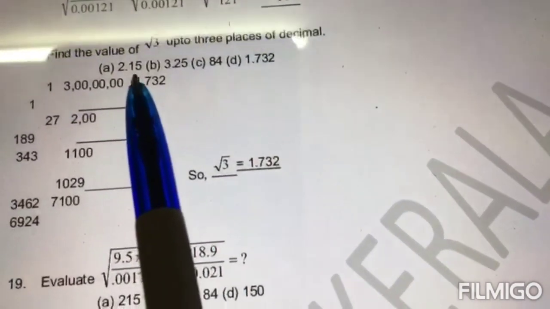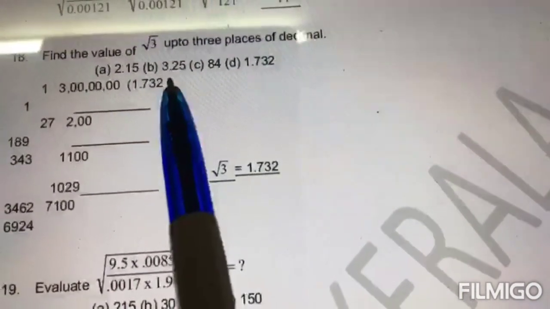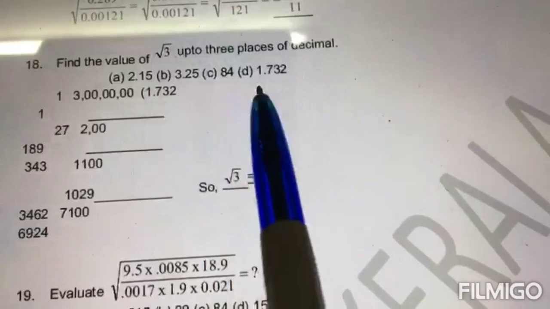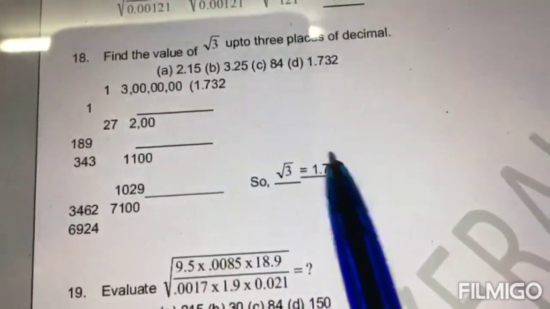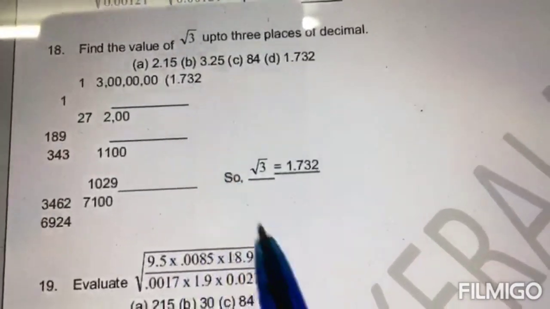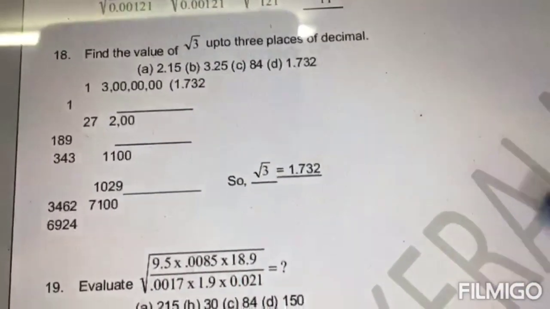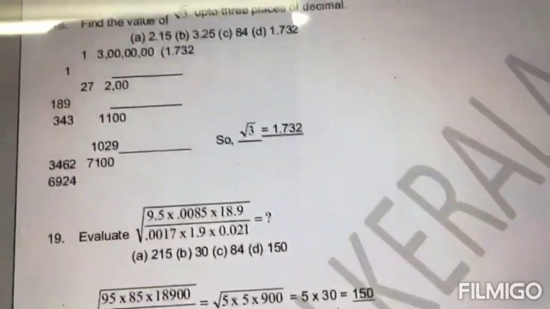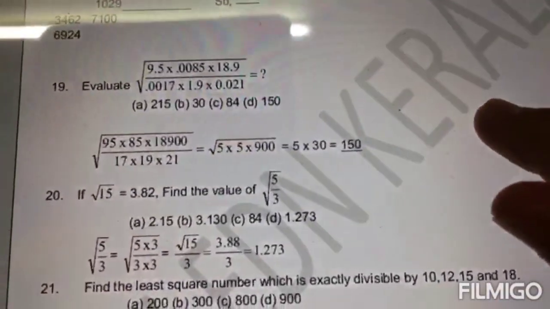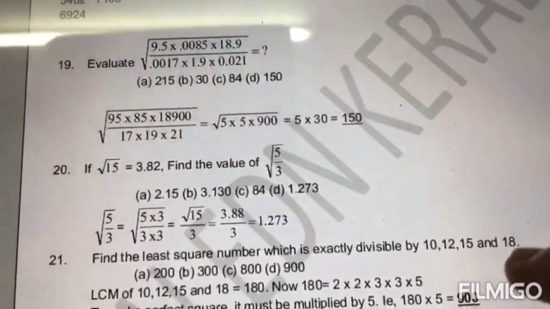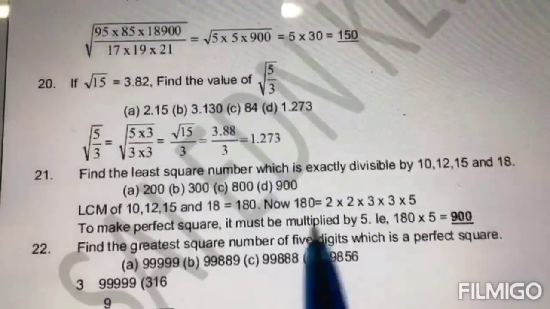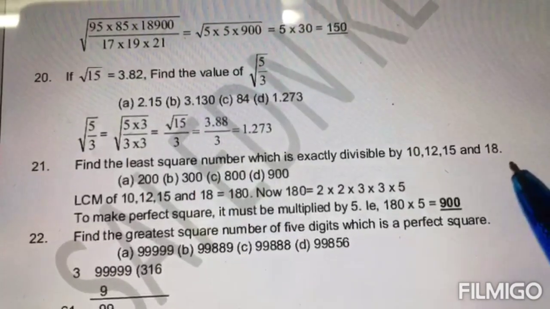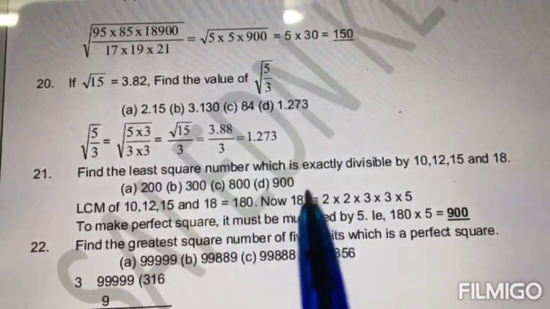It cannot be A because it's greater than 2. It cannot be B. It can definitely not be C. So, the correct answer must be D, 1.732. And that is the correct answer. They have given another way of doing it, but you can use the way that I showed you. Okay, it's easier and quicker. Now 19, 20 and 21 we have already done similar questions, so you can try it out yourselves.